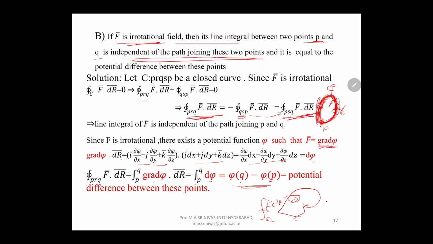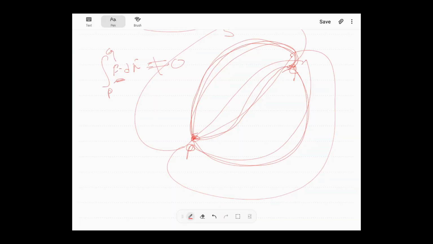So if f bar is irrotational, the line integral joining any 2 points along any curve is always the same, and it is equal to phi B minus phi A.